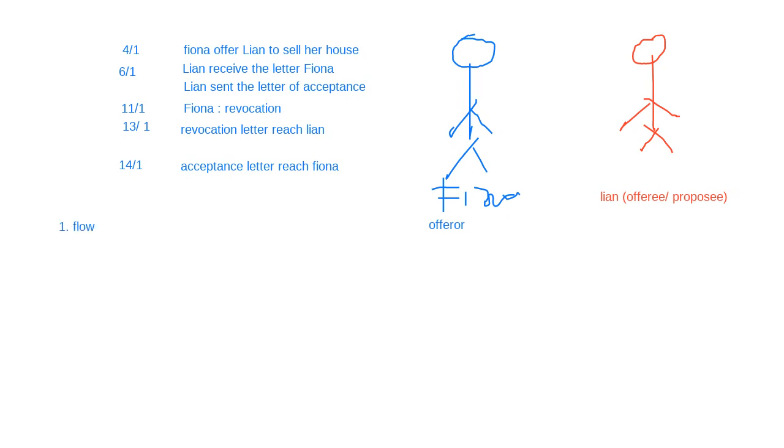Number 2, you have to find what are the issues in this particular scenario. So the issues here are whether the acceptance is complete or not. And then there are also issues whether the revocation is valid or not. And then you can also see here that there are issues in the postage.